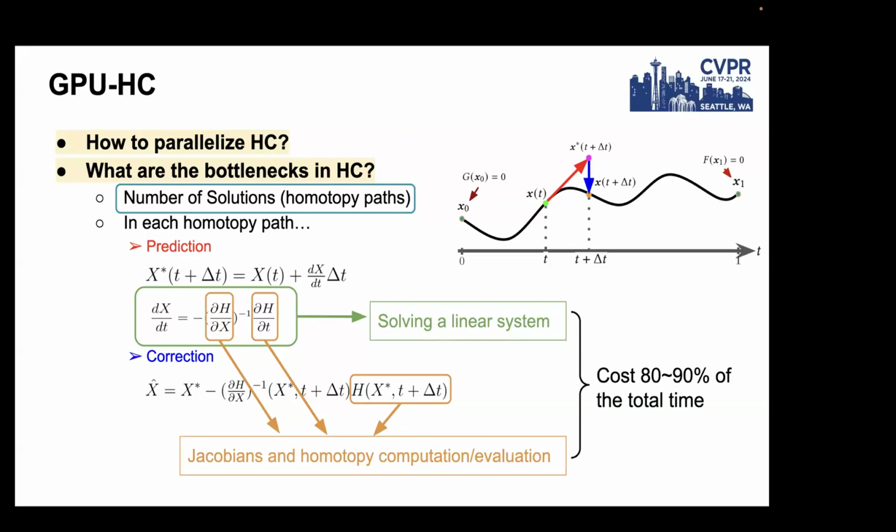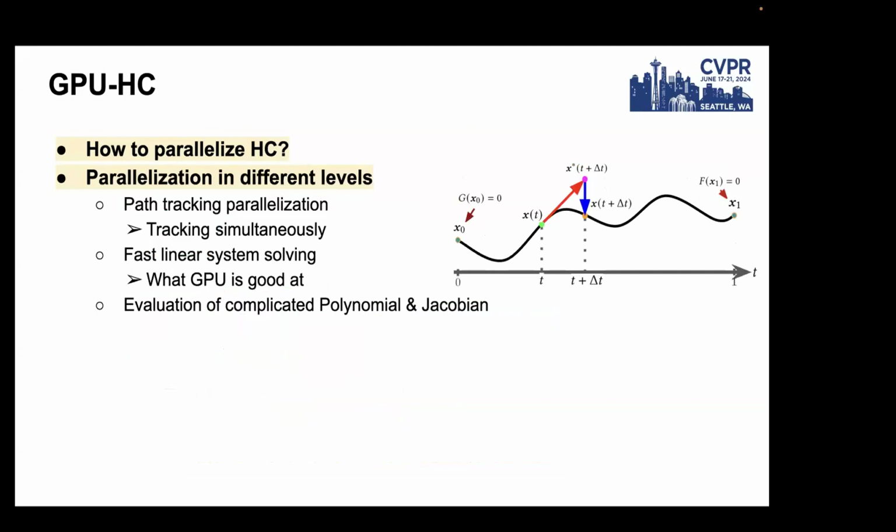So in our framework, what we did is we have a nested structure. We parallelize at different levels. For each track, we track them in parallel. And within each track, we have a faster linear system solving routine, which is what GPU is quite good at. And also we have some tricks in doing evaluations of all these complicated polynomials and Jacobians. And our GPU tricks will be introduced in these three parts.